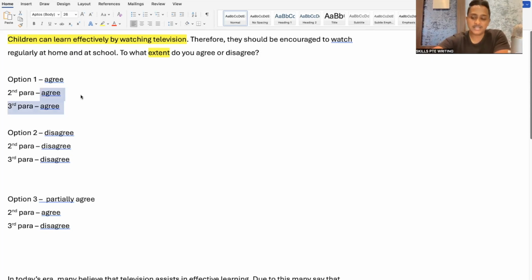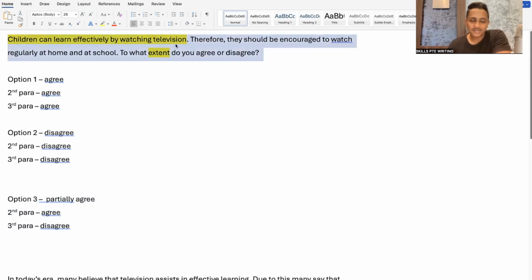Remember this, please remember this. Don't forget. You've got to talk about the same if you completely agree or completely disagree. If you partially agree, you have this opportunity to talk on both sides. Okay. So, very simple question. Children can learn effectively by watching television. Therefore, they should be encouraged to watch regularly at home and at school. To what extent? Let's say we took this: completely disagree.